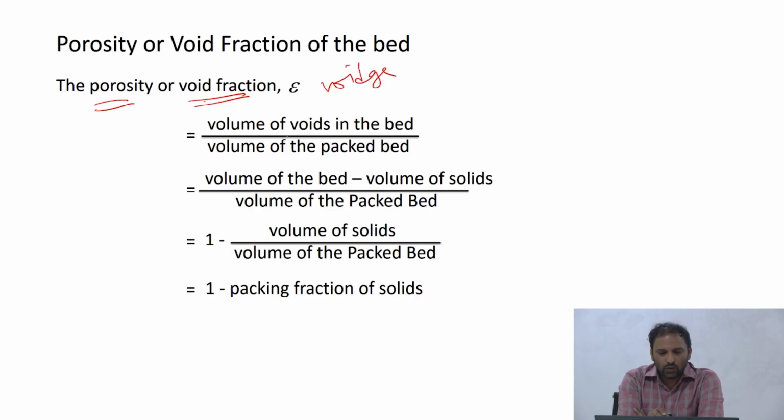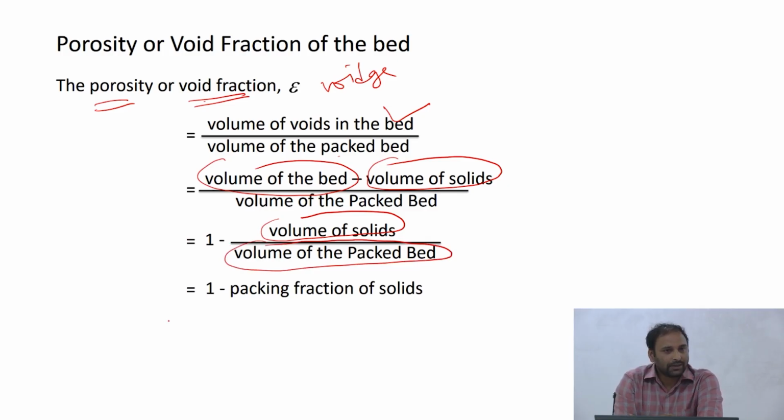It is defined as the volume of the voids in the bed divided by the volume of the packed bed. The volume of the voids in the bed I can write as the volume of the bed minus the volume of the solids. Therefore I can write this as 1 minus the volume of the solids divided by the volume of the packed bed, and the volume of the solids divided by the volume of the packed bed, we know, is the packing fraction of the solid. So that's a typical definition of the voidage.